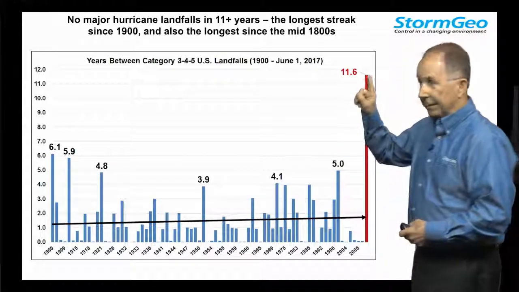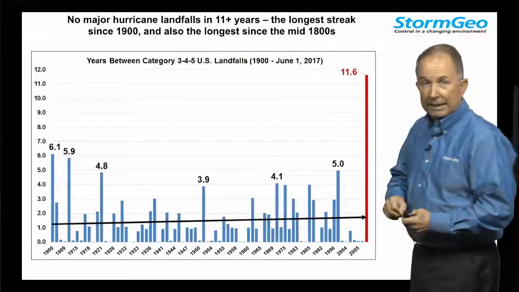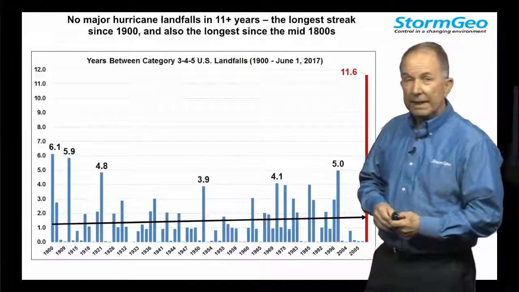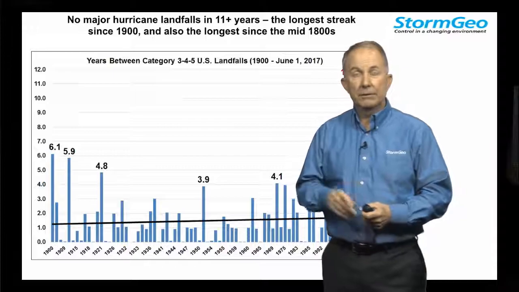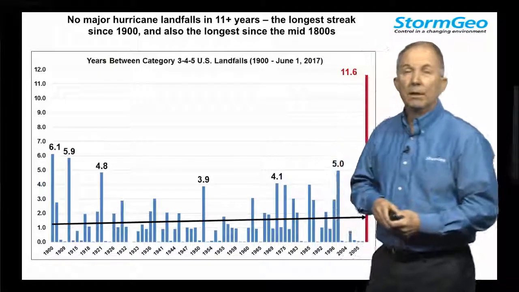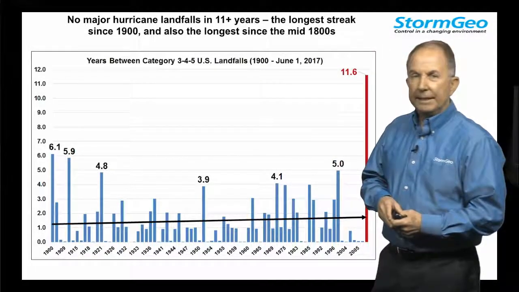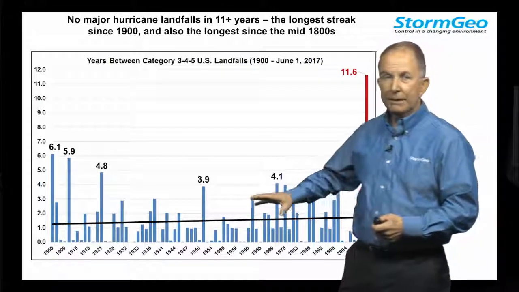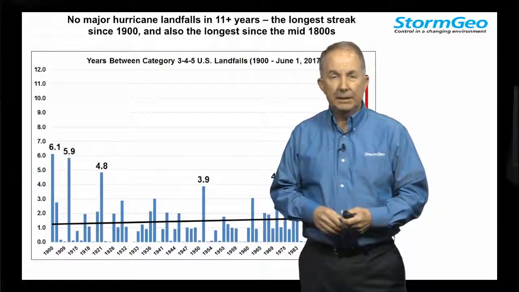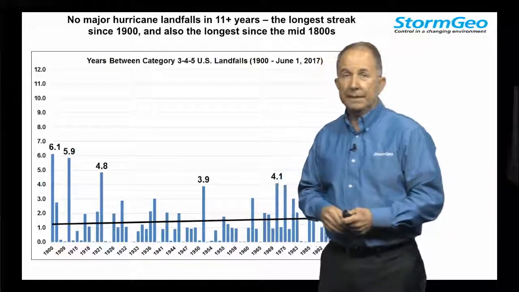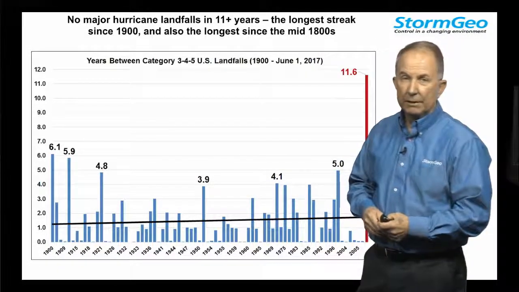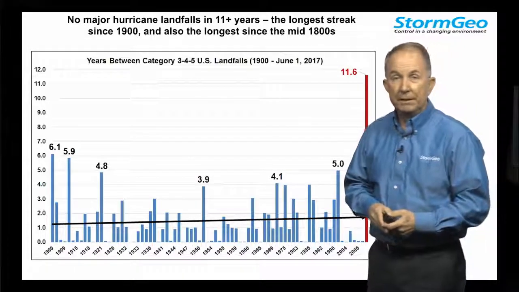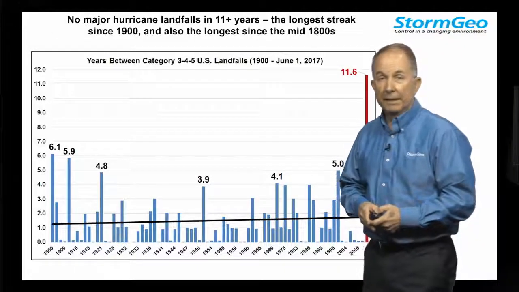In fact, by the beginning of the season here on June 1st, it will be 11.6 years since the last time a Category 3 or greater hurricane struck the United States. And that was Wilma on October 24th in 2005. So a long period of time, longer than any other period on record, at least since the 1900 period. And looking back toward the 1850s, I haven't found anything longer than this stretch now, nearly 12 years between Category 3 or greater landfalls.